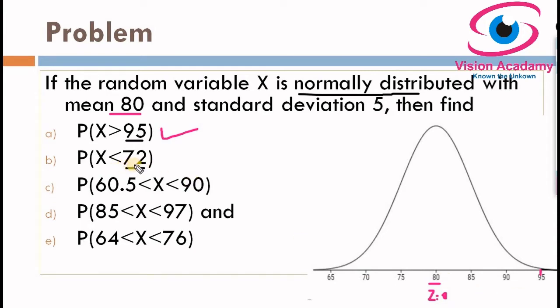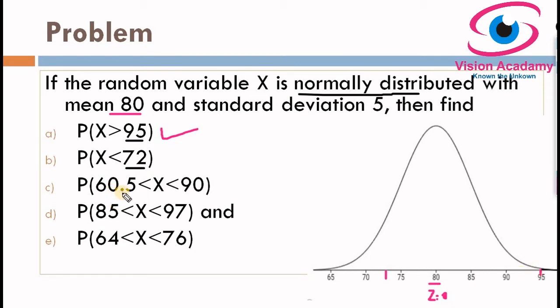And consider 72, it will fall somewhere here. That is why the probability of x lesser than 72 means 72 is lesser than 80, and again for the probability of x greater than 95, 95 is greater than 80, which falls on the right side.